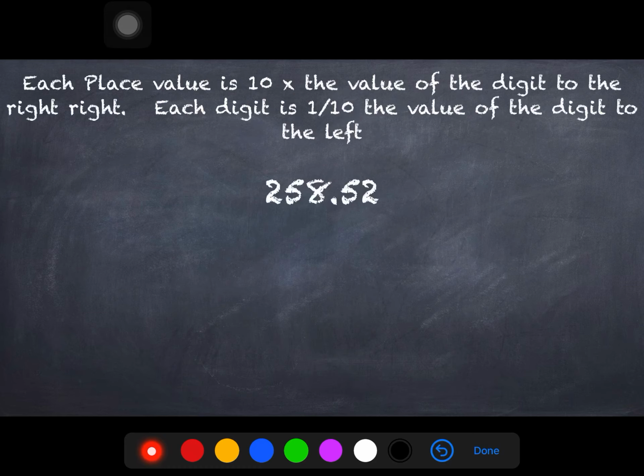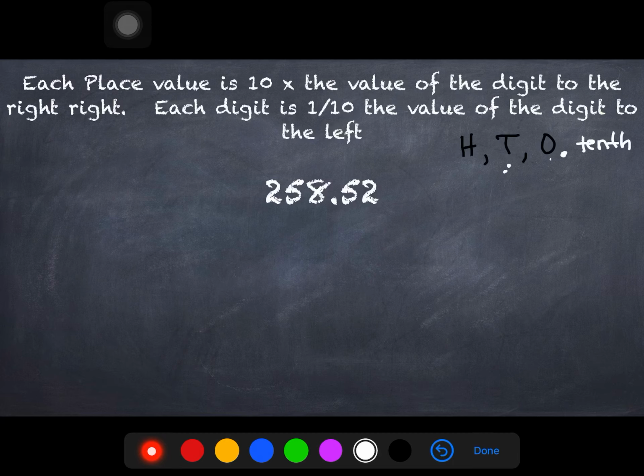Please remember that in place value, each place value is 10 times the value of the one to the right. Oops, I have 2 rights there. Each digit is 1/10 the value of the digit to the left. So that just means that in standard place value, when you have the hundreds, the tens, and the ones, the ones is 1/10 the value of a 10, and 10 is 1/10 the value of 100. Going the opposite way, the hundreds is 10 times the value of the tens, and the tens would be 10 times the value of the ones.